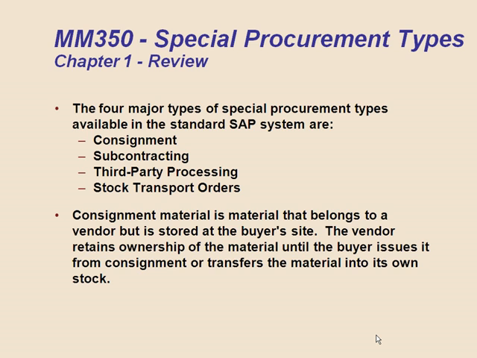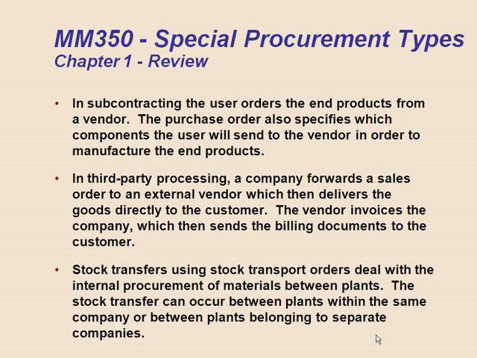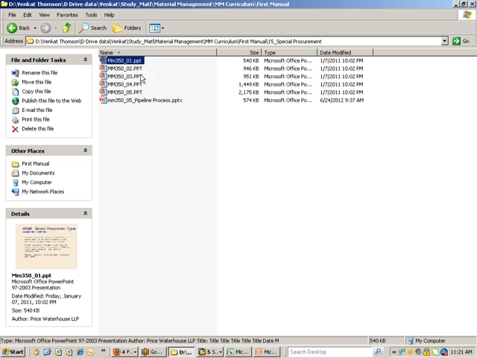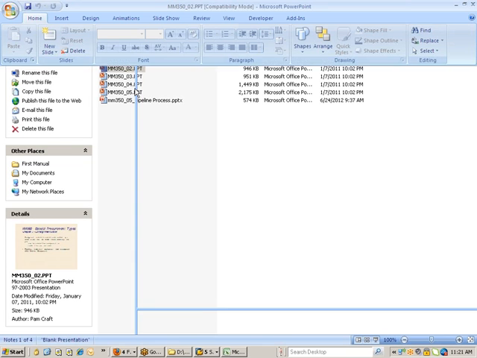Okay. So these are various special procurement processes. All the special procurement processes are controlled via something called item category in the purchase order.